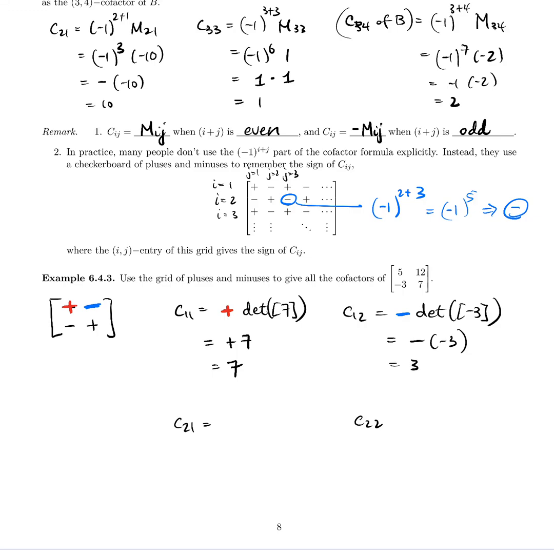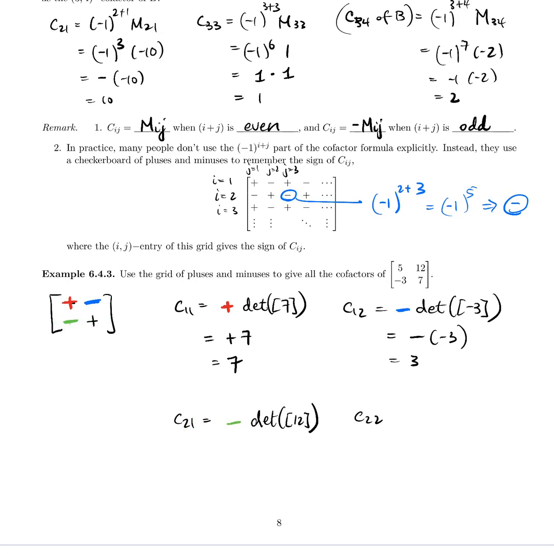Two last ones to do. C21: we're deleting the second row, first column, which leaves us this little matrix of a single entry, 12. So the determinant is 12, and again we need a sign. Which sign? This one right here. That corresponds to the 2,1, the second row, first column. That is a negative, and so we have the negative minor, or -12. And lastly, 2,2. Delete the second row, second column. We have this little matrix left, the 1 by 1 matrix with the entry 5, and the sign we need is the 2,2 entry in the grid, so this sign here. That is a positive, so positive 5, or just 5.